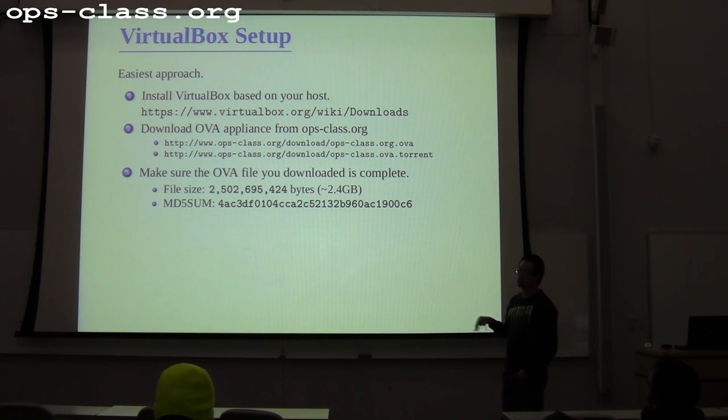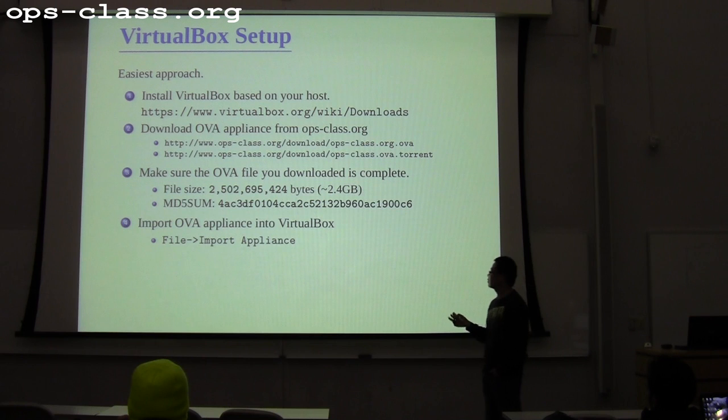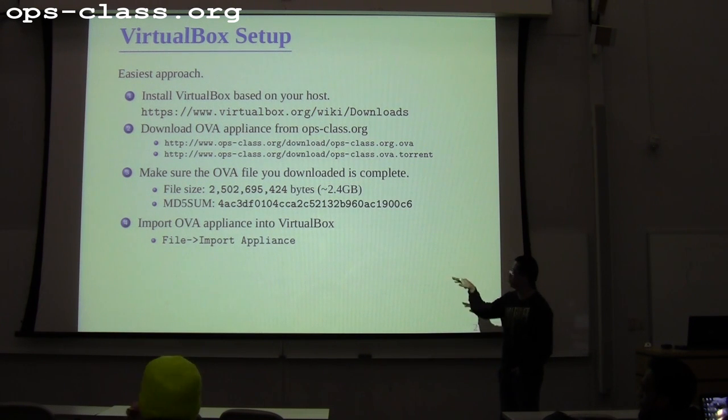If it's not, then the downloaded OVA appliance is corrupted. You may not be able to import it correctly. Or you can check the MD5 sum of the file. It should be this value. So before you go ahead and import the OVA appliance, make sure the file is good. There are several threads on the Piazza saying import error, file read error, something like that. They're because the downloaded OVA file is corrupted. And then you just import the OVA appliance in VirtualBox. You can go to File, Import Appliance, and you are all set to go.